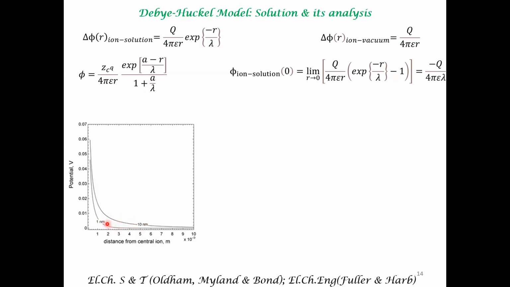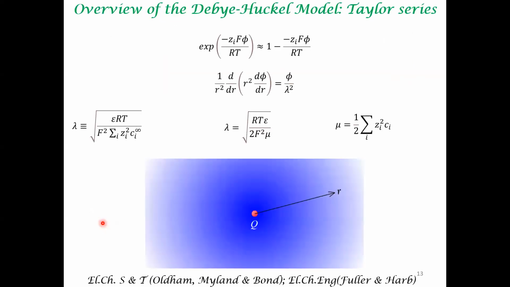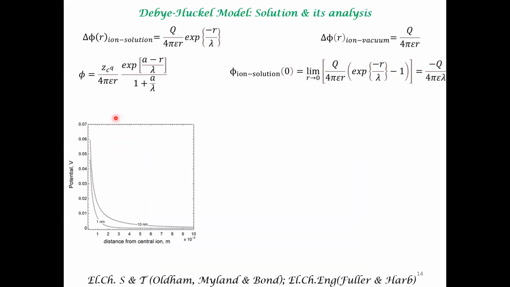If the Debye length is a smaller quantity, when would that be? Okay, so go back to the definition. Debye length will be a smaller quantity if the ionic strength is greater or RT is a smaller quantity. If that is so, my potential will vary more steeply.